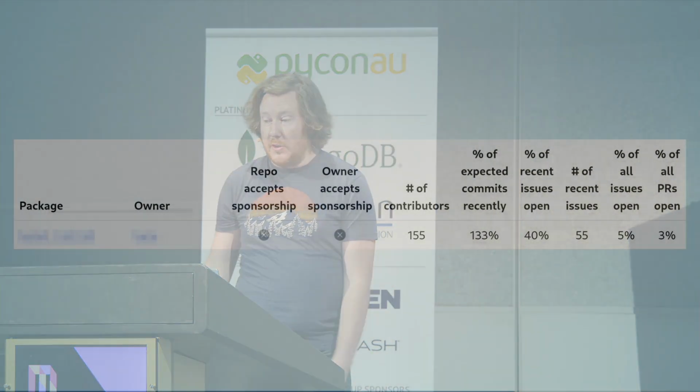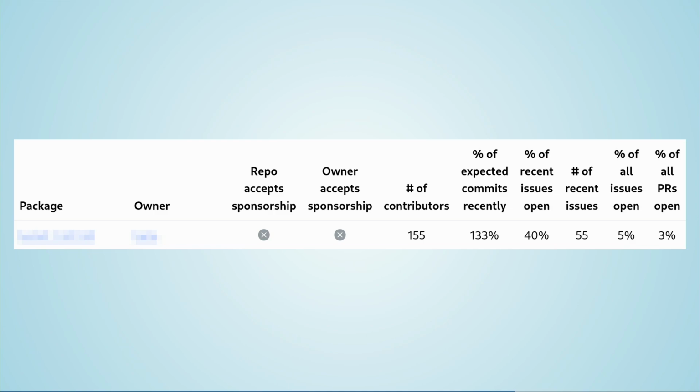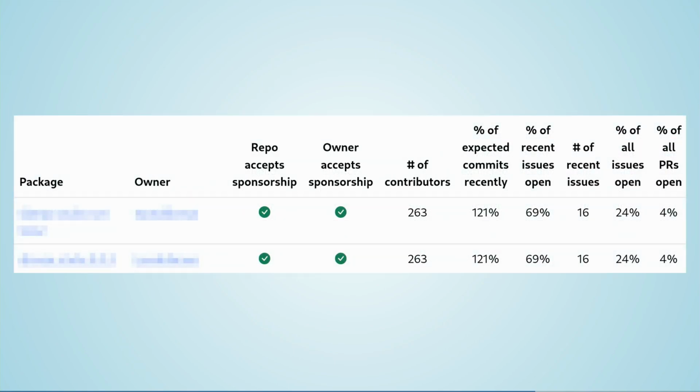Here's another example of a package that is probably fine. They don't take sponsorship, they've got lots of contributors, they're active, they've got a lower open PR and issue rate, they're closing issues, they're efficient, and I'm kind of jealous a little bit, to be honest. So they're probably fine. And as a final example, here are a couple of dependencies from the same organization and repo. They're technically different packages.